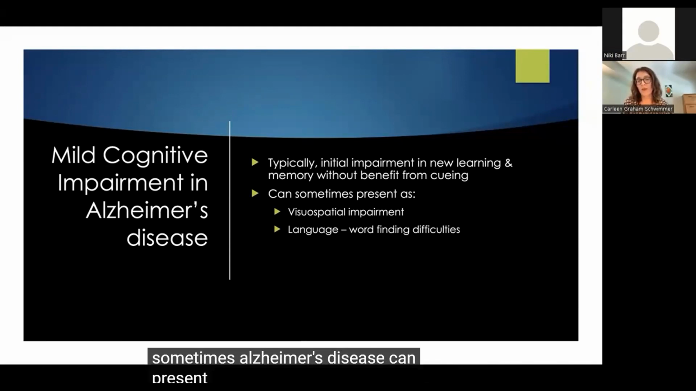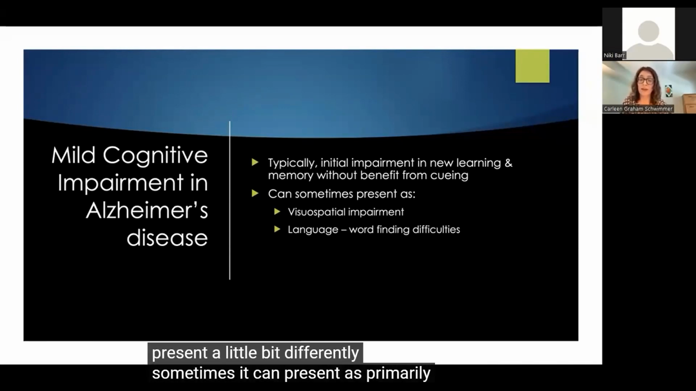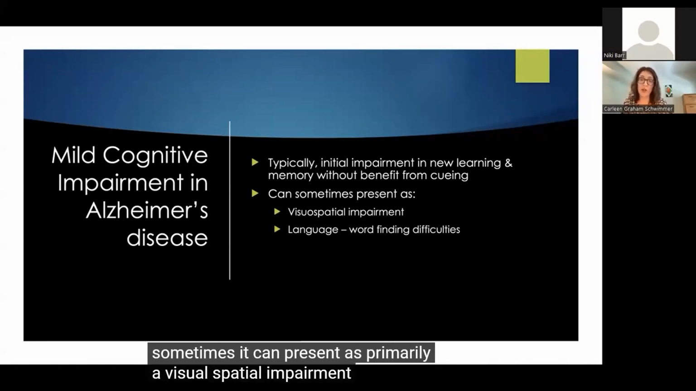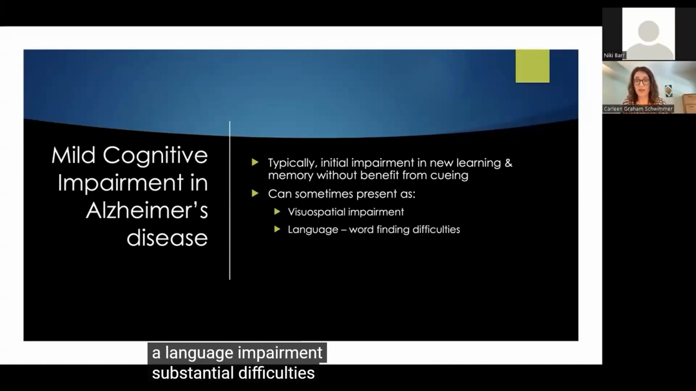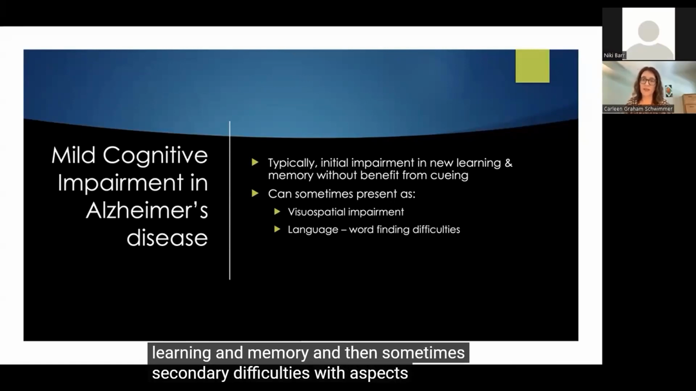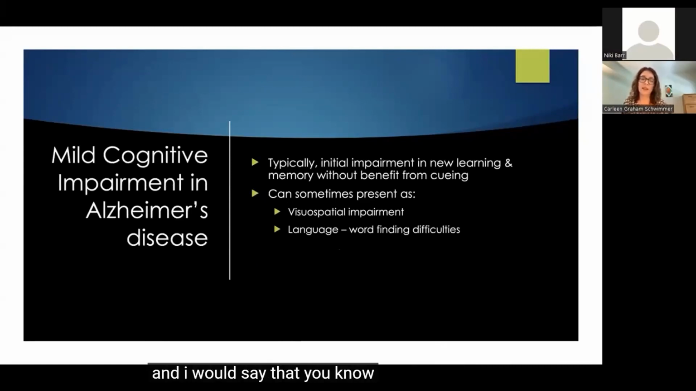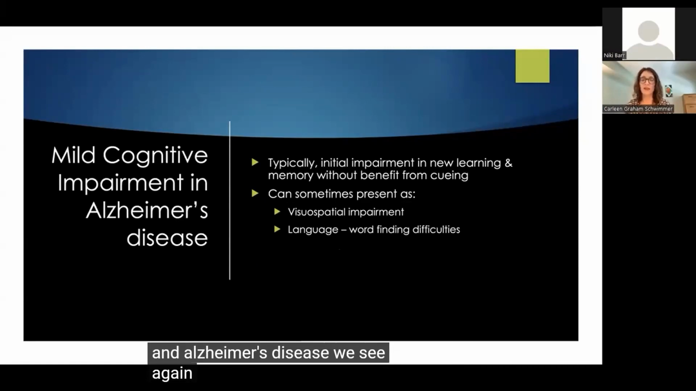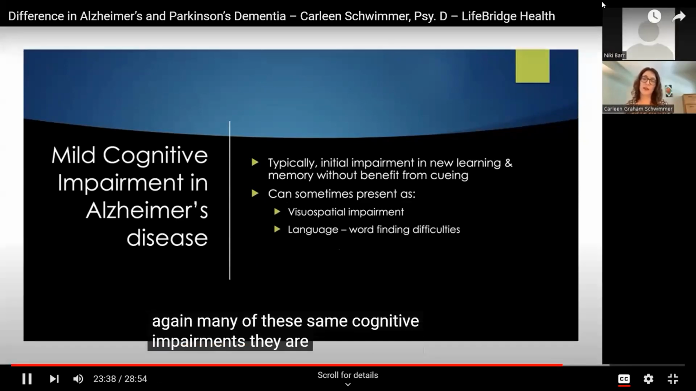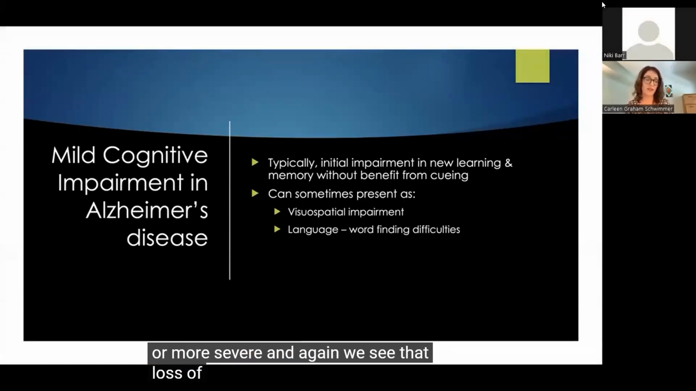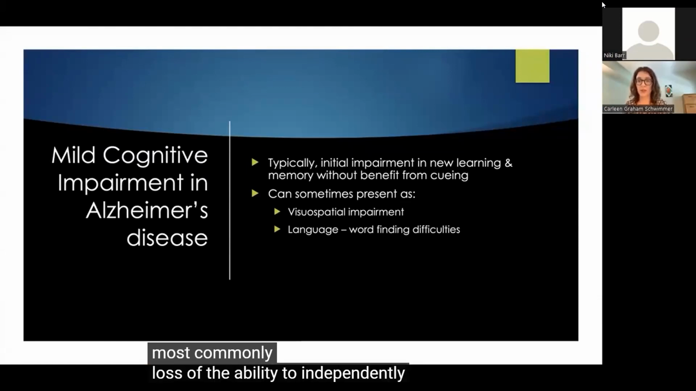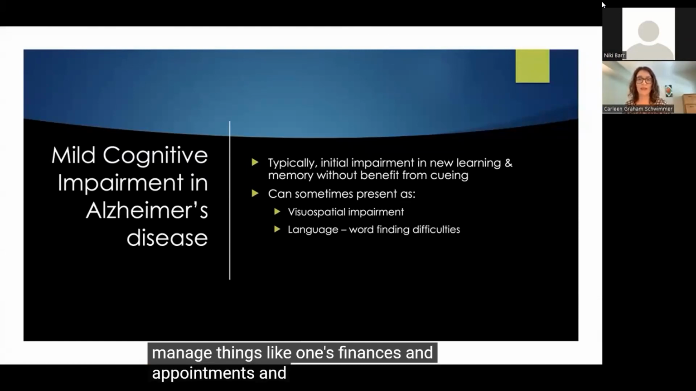Sometimes Alzheimer's disease can present a little bit differently. Sometimes it can present as primarily a visuospatial impairment or primarily a language impairment, with substantial difficulties coming up with words, for example. Most commonly, though, we see really pronounced difficulties with new learning and memory, and then sometimes secondary difficulties with aspects of visuospatial and language abilities. And I would say that with dementia in Alzheimer's disease, we see, again, many of these same cognitive impairments. They are more substantial or more severe. And again, we see that loss of independence for activities of daily living, most commonly loss of the ability to independently manage things like one's finances and appointments and transportation and so forth.